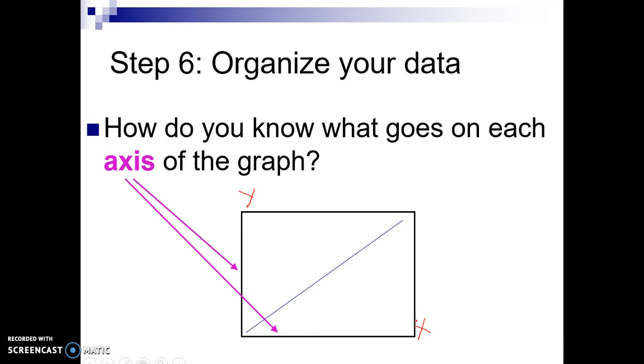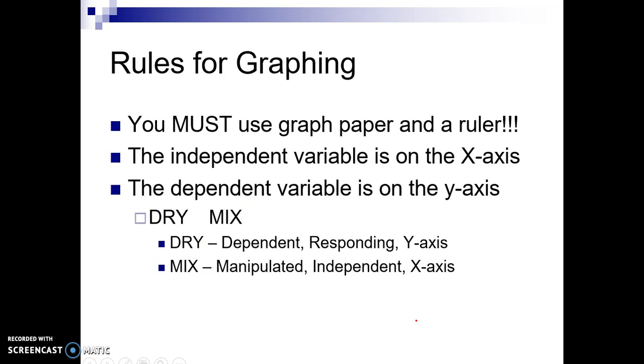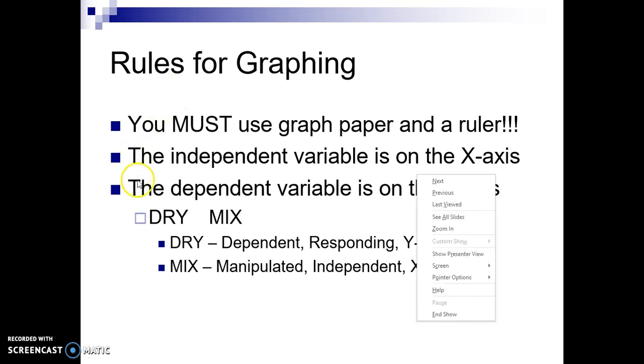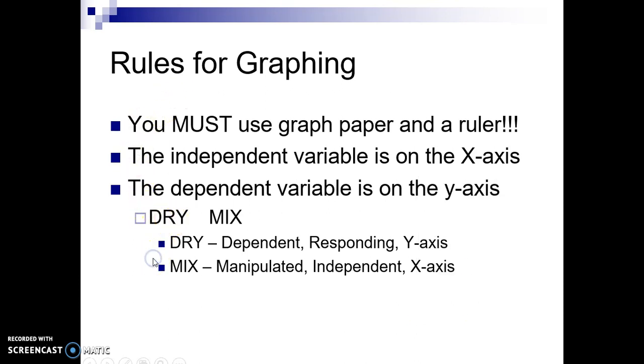Now, in a science experiment, you have two variables. Which variable goes on which axis? Always remember there are some rules for graphing. You must use graph paper and a ruler when you're making a graph. And here's the thing. The independent variable goes on the x-axis and the dependent variable goes on the y-axis. How to remember that? Remember DRY MIX.